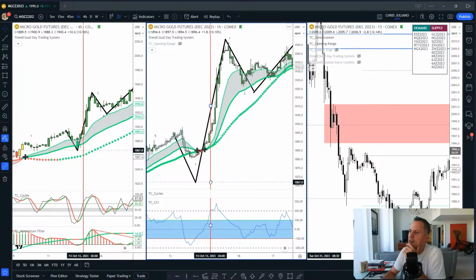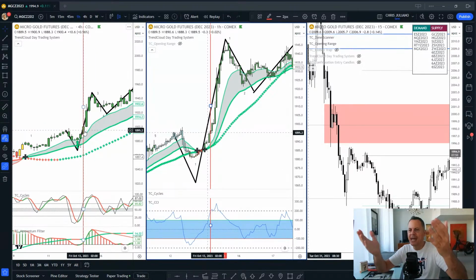Okay, and so look what happens here. Right here, we break above positive 100 on that CCI. Trend cloud is green on the middle time frame. Momentum is above 100. We're impulsing up. Momentum is up. Candles are green on that high time frame. That's the situation you want to be in.